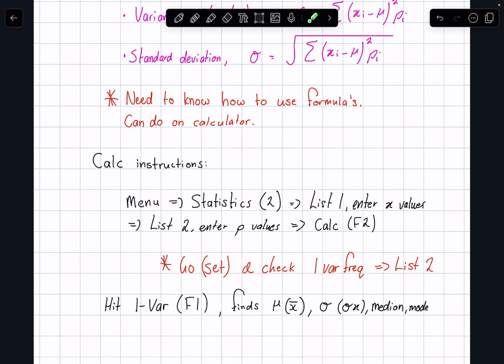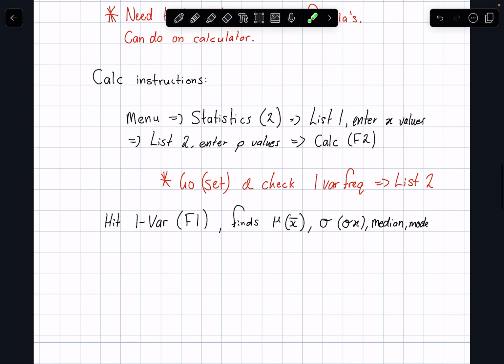Now, just double check quickly, go to Set and ensure that the 1-Var frequency is List 2. You can change that very easily. And if you hit Enter and 1-Var, okay, you'll find the mean, which is x bar. You'll find sigma, which is the standard deviation, which is sigma x, the median, the mode, and we can find the variance by squaring the standard deviation there.